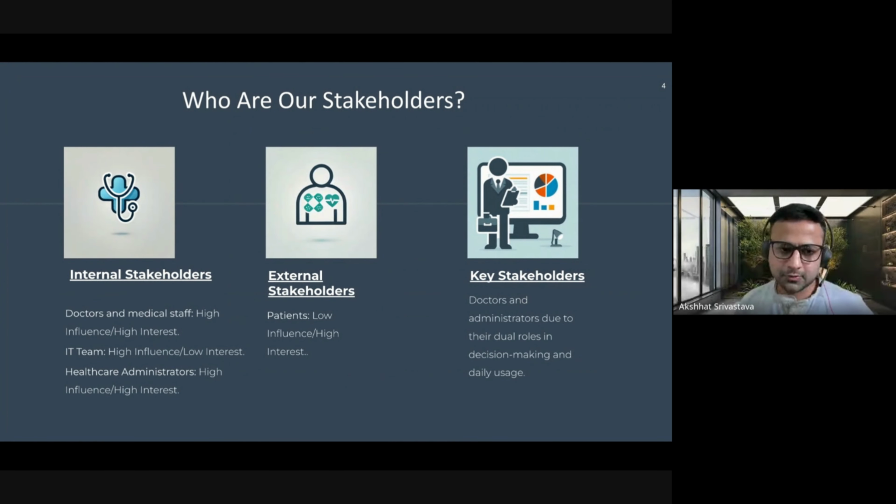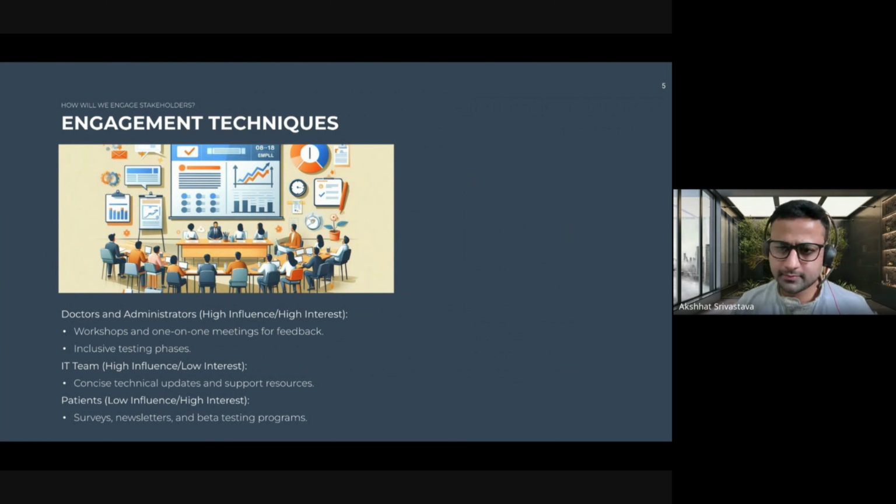Yeah, just a brief overview of our stakeholders. We have identified the IT team, healthcare administrators, and doctors as the internal stakeholders who have high influence as well as high interest over this project. External stakeholders are patients, with lower influence and high interest. And key stakeholders are doctors and medical administrators due to their dual role in decision making and daily usage. Over to you, Anshuman. Thank you, Akshat.